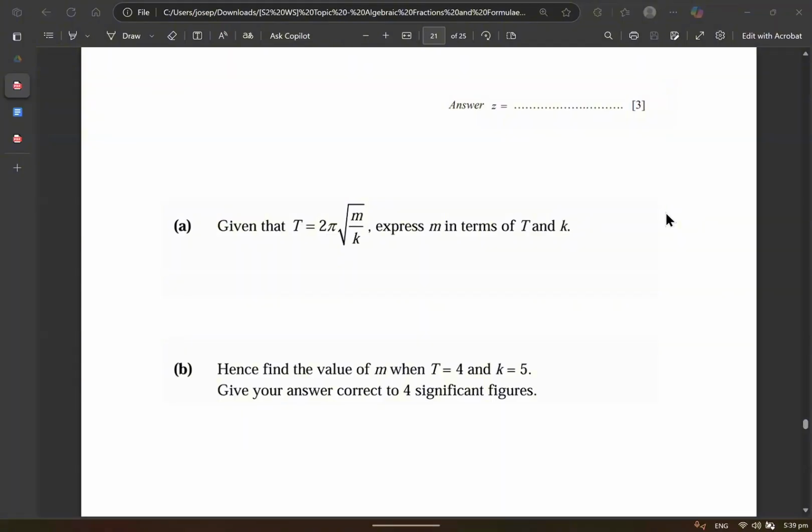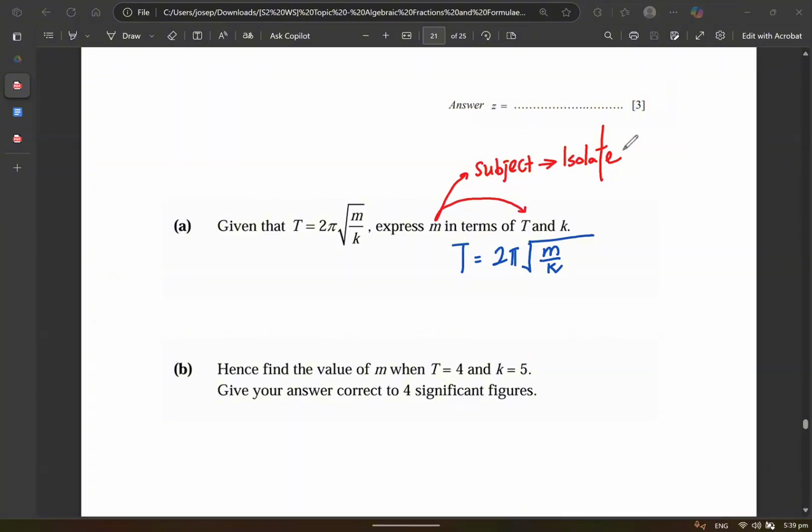Given that t is equal to 2 pi square root of m over k, the first thing you want to do, as you can see over here, is to express m in terms of t and k. So that means m needs to be the subject. When it is the subject, the focus, I want to isolate it. So it has to be on its own.